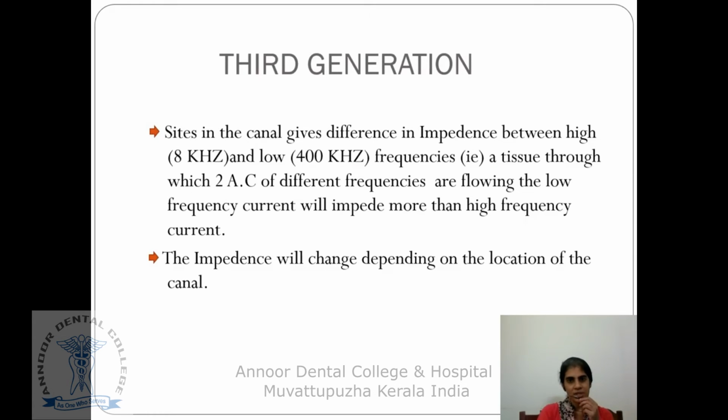third generation Apex Locators works on the principle that we use two types of current. One is a high frequency current, the other one is a low frequency current, and the sides in the canal give differences in impedance between the two frequencies. So when you pass two ACs of different frequencies through a tissue, the low frequency current will impede more than the high frequency current. The impedance will change depending on the location in the canal.